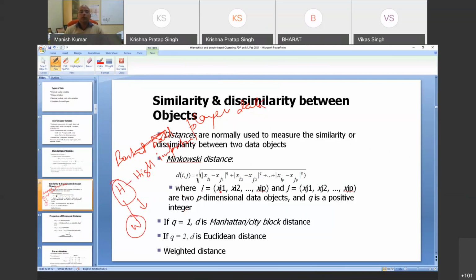I can prefix weights like w1, w2, up to wn, or p, whatever we choose. If this feature is related to the height part, then I can assign more weight to this particular feature or attribute, so that the impact of the height will be more in the distance calculations.